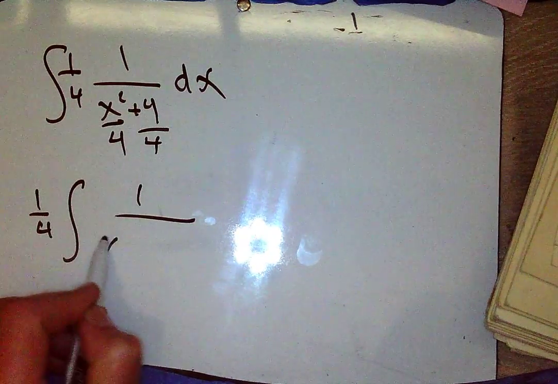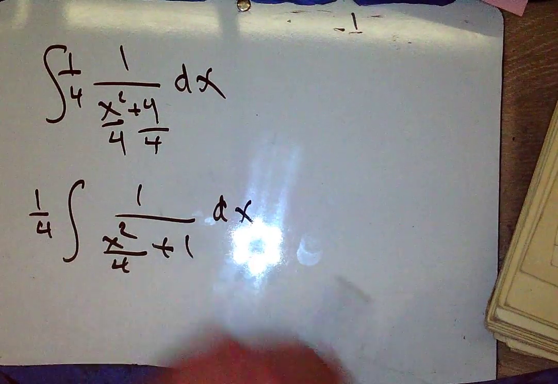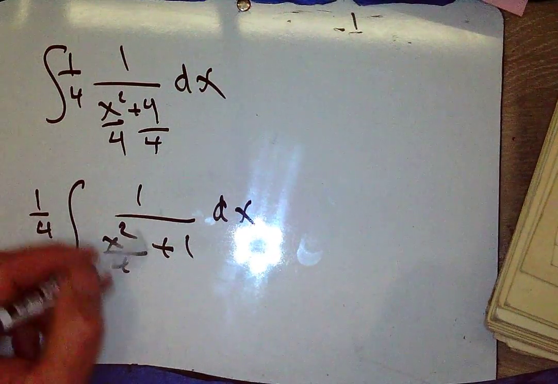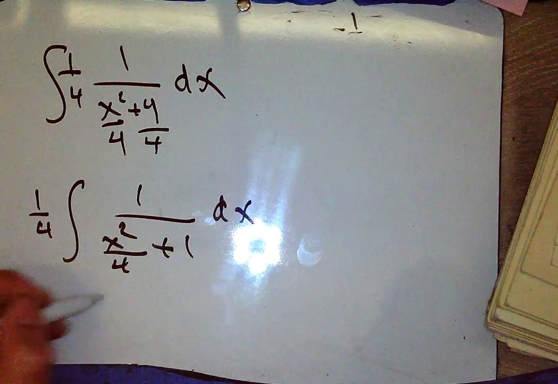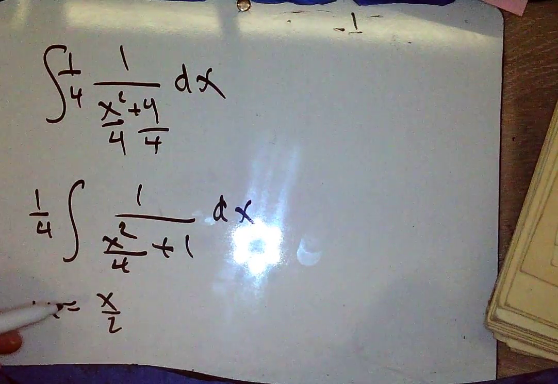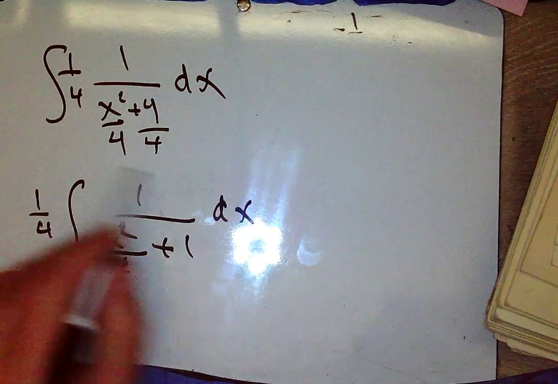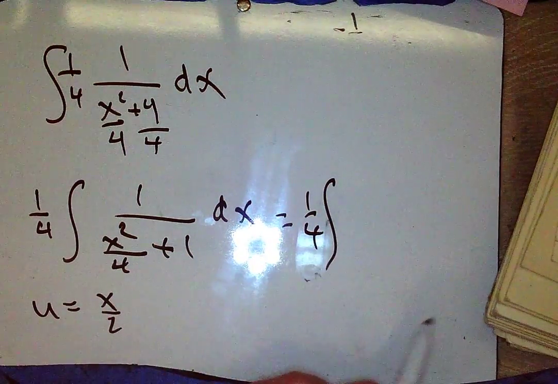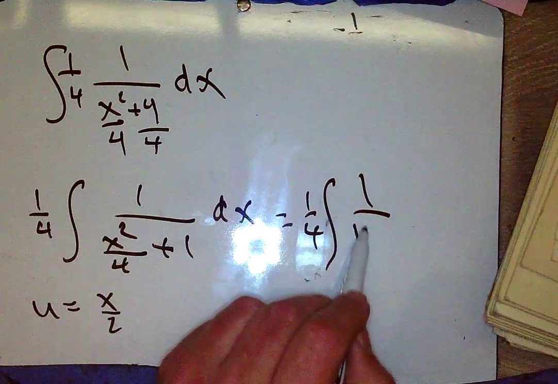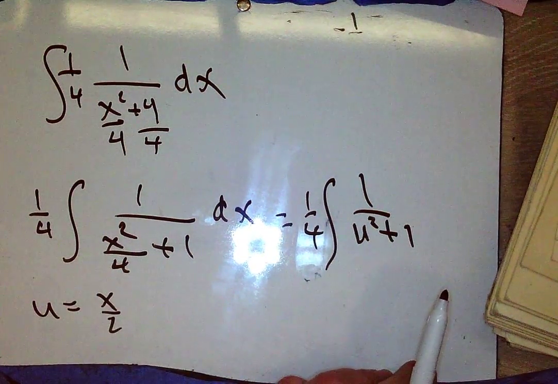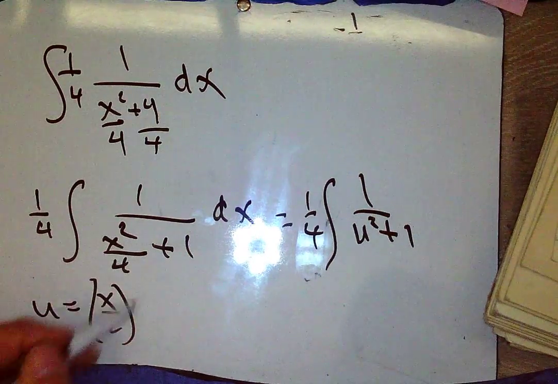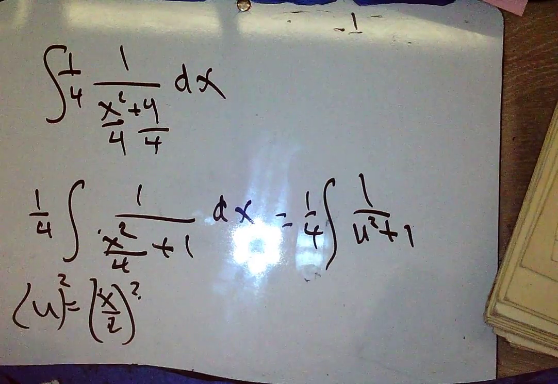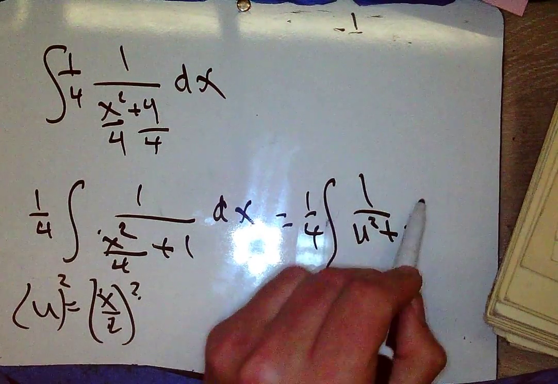So that gets me to this. And remember, my u is going to be the square root of each of these things. So u is x over 2. So this can now be written as 1/4 integral 1 over u squared plus 1. Yeah, because if I square these, I get this. And if I square this side, I have to square that side. That's why that's u squared there.